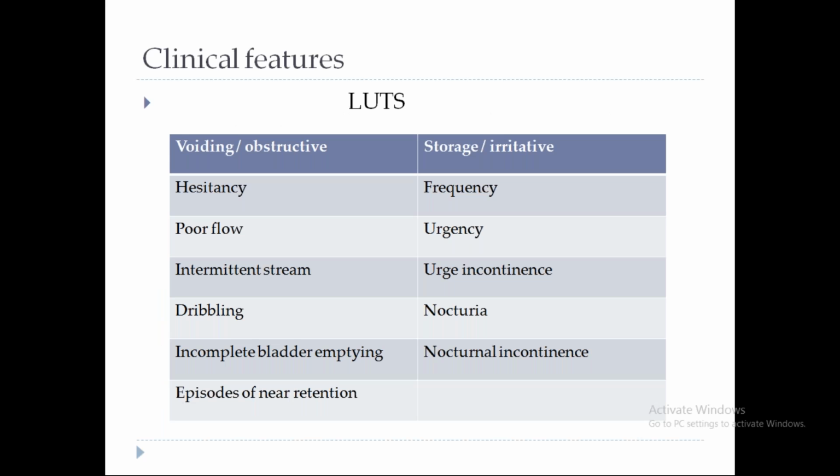Coming to lower urinary tract symptoms, you have to remember both the obstructive symptoms and the irritative symptoms. Obstructive symptoms are also known as voiding symptoms. Irritative symptoms are also known as storage symptoms. So what are the obstructive symptoms? Like you have seen in bladder outlet obstruction, there will be hesitancy, poor flow, intermittent stream, dribbling of urine, and incomplete bladder emptying, because there is bladder outlet obstruction. So there will be incomplete bladder emptying and episodes of near retention. There will be retention of urine.